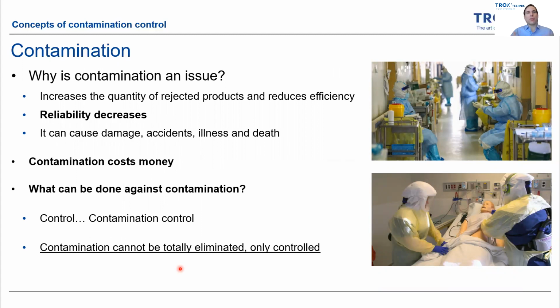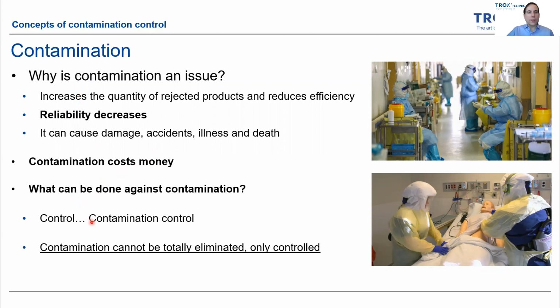And if we think about an industry, contamination will damage and reject products, damage our process, reduce our efficiency, reduce our reliability, and it will cause damages, accidents, and illness. And that's the case of the microorganisms in our building. In contamination control, at the end, life doesn't have a monetary value. Contamination costs money in the industry, and right now it's costing lives. So we have to deal with that and do something about it.